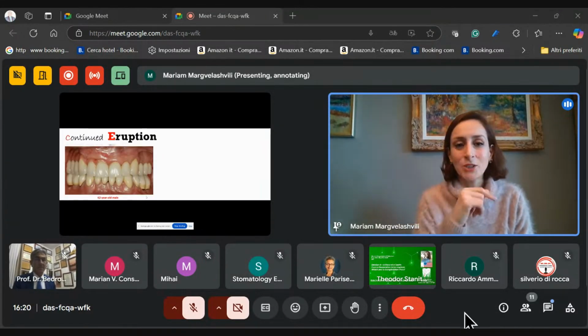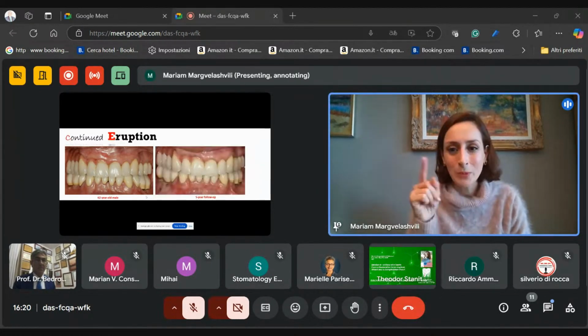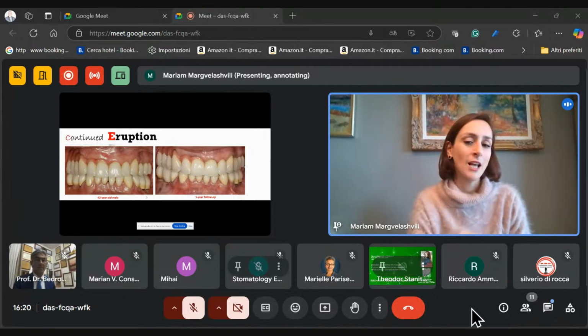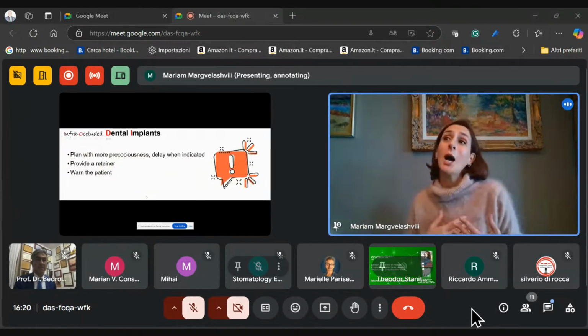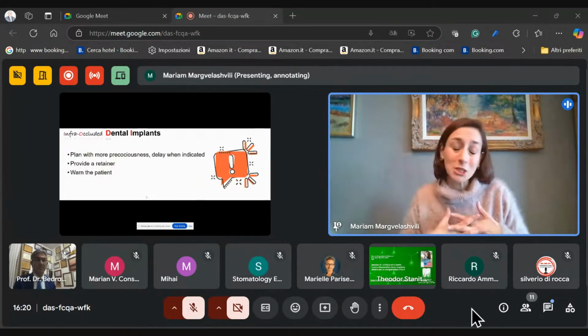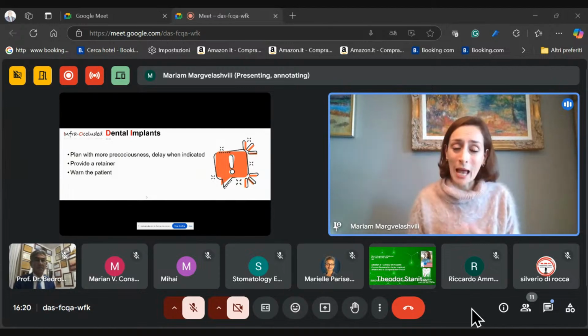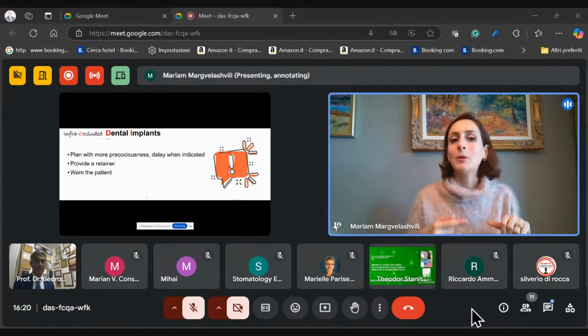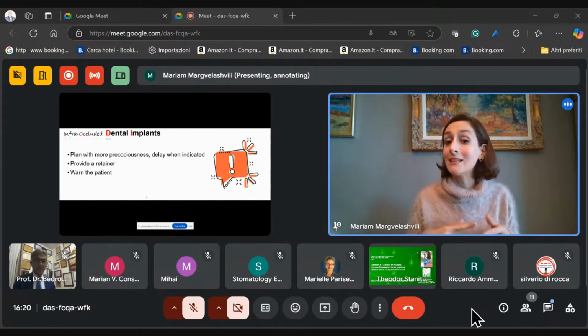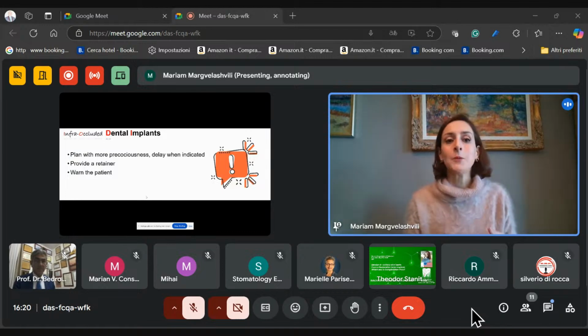This is a patient of ours, a 62-year-old male. Right side is on implants, left side is on teeth. You can see the 5-year follow-up, supereruption of the teeth side. Now, I'm not saying that we should stop placing implants in the aesthetic zone. Absolutely not. But maybe we need to plan with more precaution and delay where indicated.